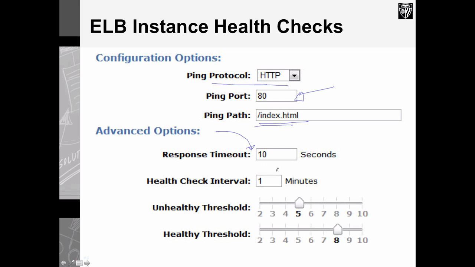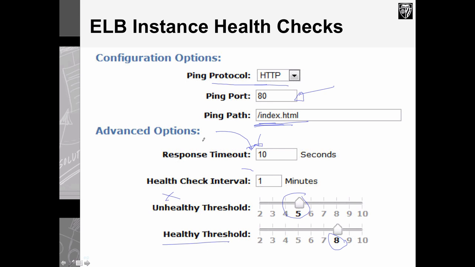So every 1 minute, I'm asking for this file index.html, and I want to receive a valid status code within 10 seconds. If I don't get a valid status code even after 5 attempts, I'm going to mark this instance unhealthy. So I'm going to make 5 attempts, and if it doesn't respond after 5 attempts, I'm going to mark that instance unhealthy. On the other hand, if the instance gets fixed, the issue gets resolved, I want to receive at least 8 valid status codes before I put this instance in service.